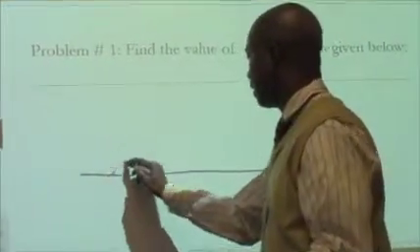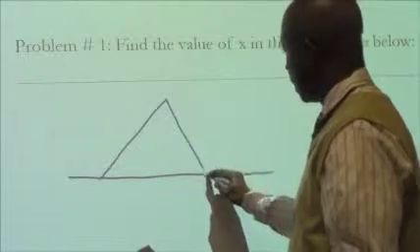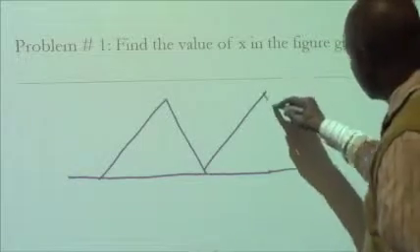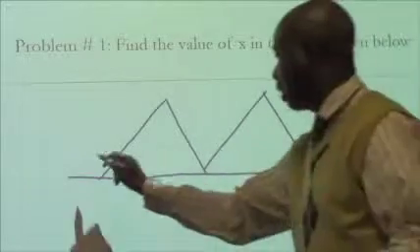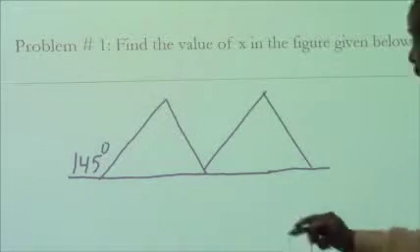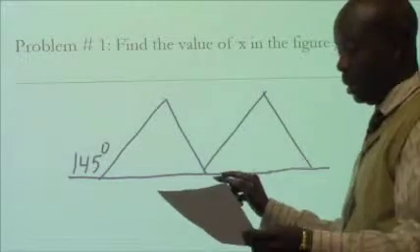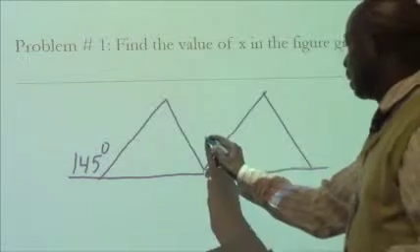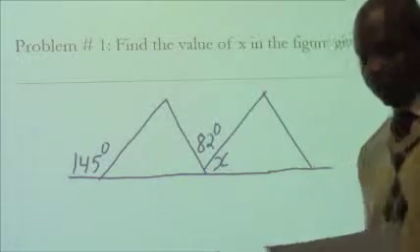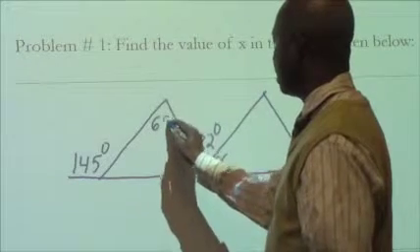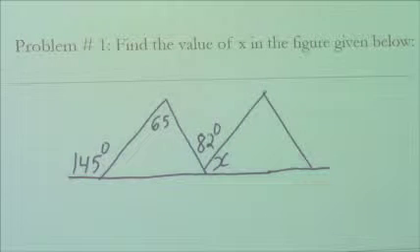So what we have here is something like this, and then we have something like this, and we have here 145 degrees. This is angle X, that's the angle we want to find, and we know here to be 82 degrees. I think also we have this angle to be 65. So there are several things that we can do to find this angle.